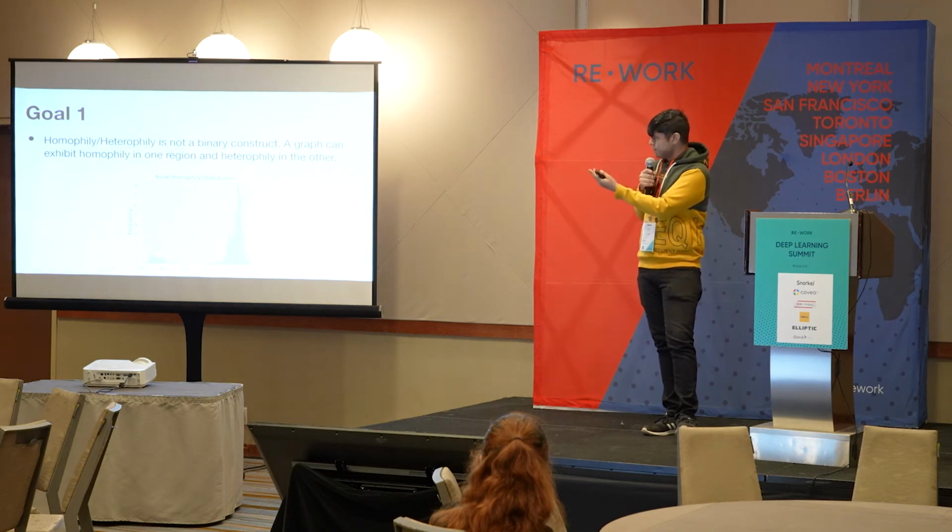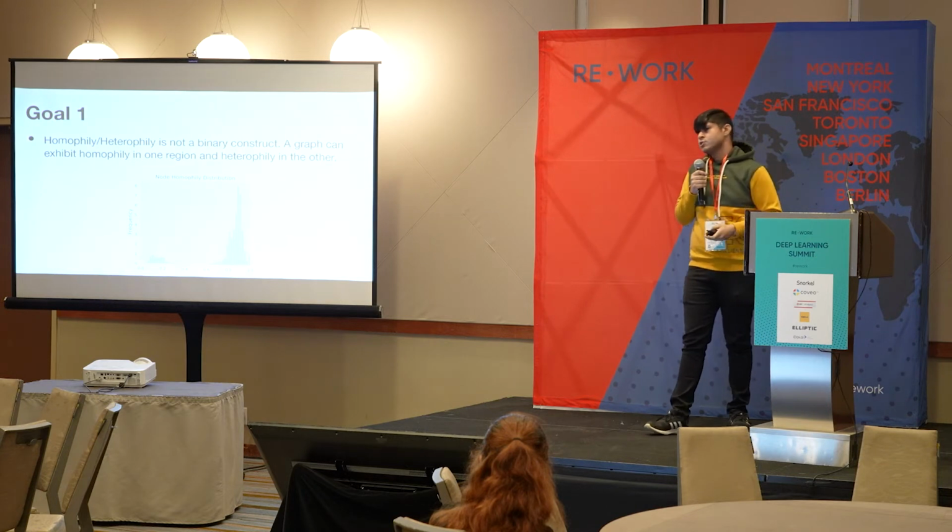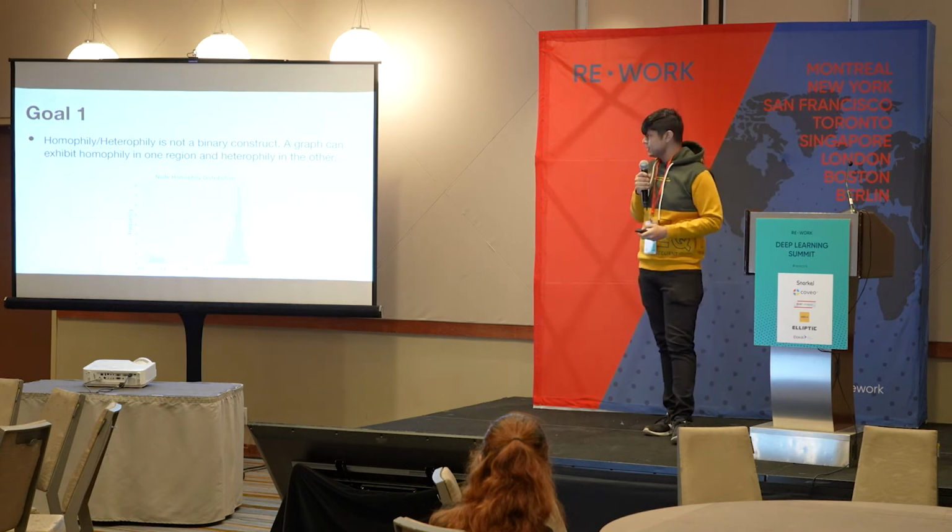So this graph just shows you a distribution of homophily within a single graph. So on the 0 side, it's heterophily, and on the 1 side, it's homophily. So there's a distribution of homophily in a graph. So you want a method that can work on both the settings.